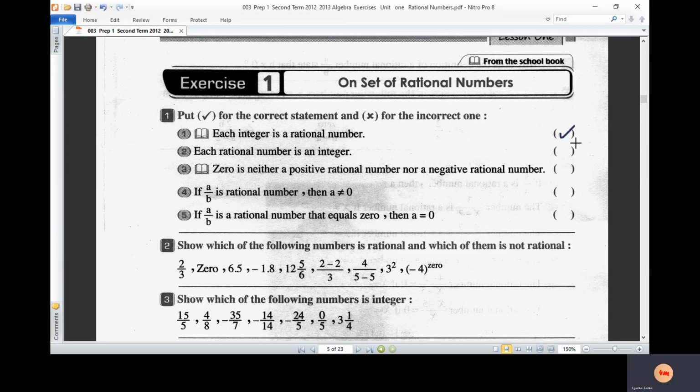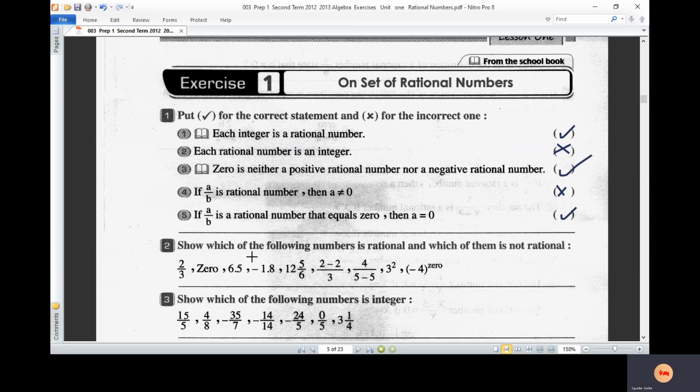Each rational number is an integer. This is wrong. Zero is neither a positive rational number nor a negative rational number. Yes. If A over B is a rational number, then A not equal zero. It's wrong, because B not equal zero, not A. If A over B is a rational number that equals zero, then A equals zero. Yes.